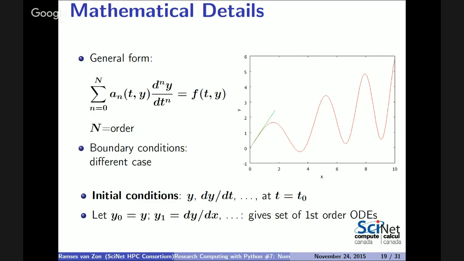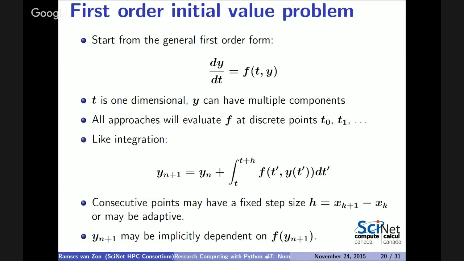And so that's all. Since we can always do that, you'll find that all the numerical recipes that are out there for you will just use the first order form. That means that when you don't have a first order form, it's up to you to transform it into that form.